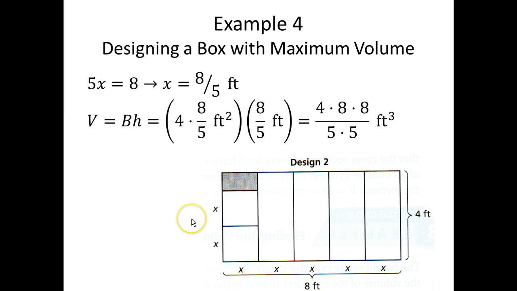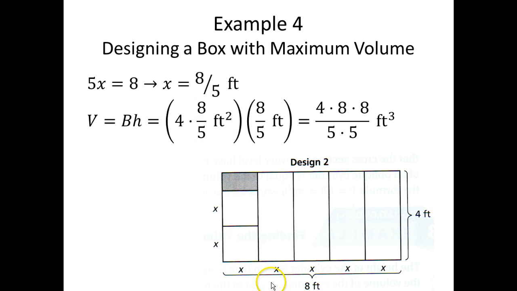Now if I want to figure out the volume of this box once I put it together, remember the volume of any prism in general, since our box can be modeled by a prism, is the area of the base of the prism times the height of the prism. Well, if we consider this piece right here to be the base of our box, what are the dimensions of this thing? I know that it's 4 feet long and approximately 1.6 feet wide. So the area is going to be 4 times 8 divided by 5 square feet.